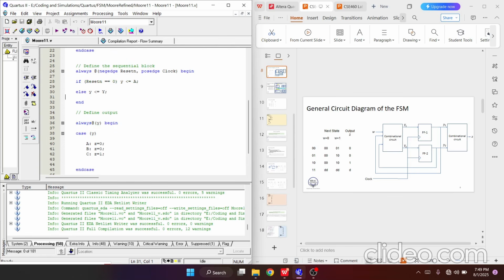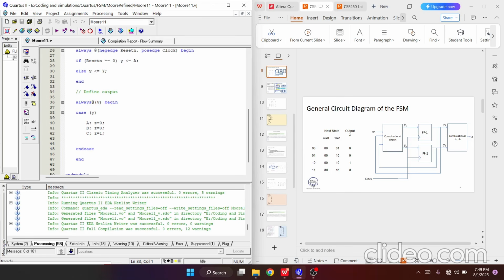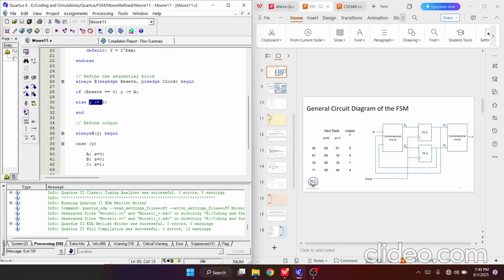You learned about it in experiment 3, I believe. After this part, you know that when the capital Y is being assigned to the small y, it is not being done in the same cycle. You need to have a positive edge of the clock signal in order to perform this.